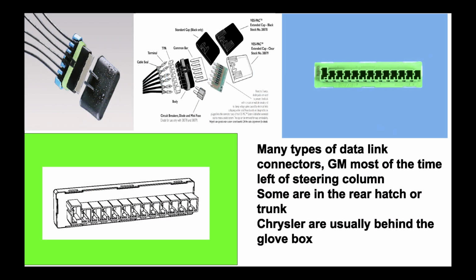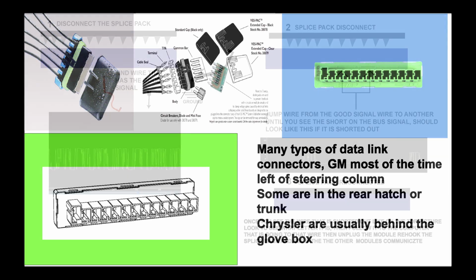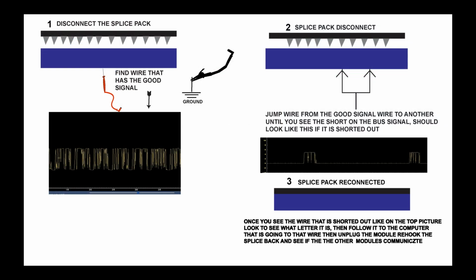So these are the most common, like I say, your splice connectors. The Chrysler one is usually behind the glove box. You'll see about 2 or 3 of them there. You can go right to that. I've seen them to the left of the steering column, back behind the panel, which usually goes to the door modules and stuff like this.